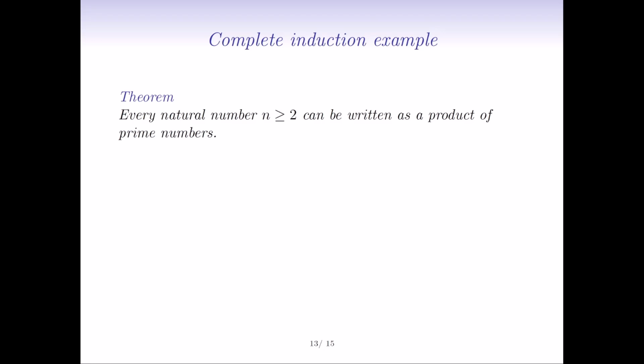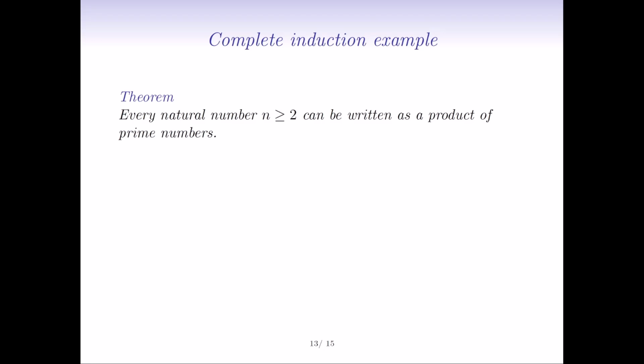So the theorem actually has two parts. First of all, showing that every number can be written in at least one way as a product of prime numbers, and then the other half is showing that there's exactly one way. So if there are any two ways of writing a number as a product of primes, then they must be the same.